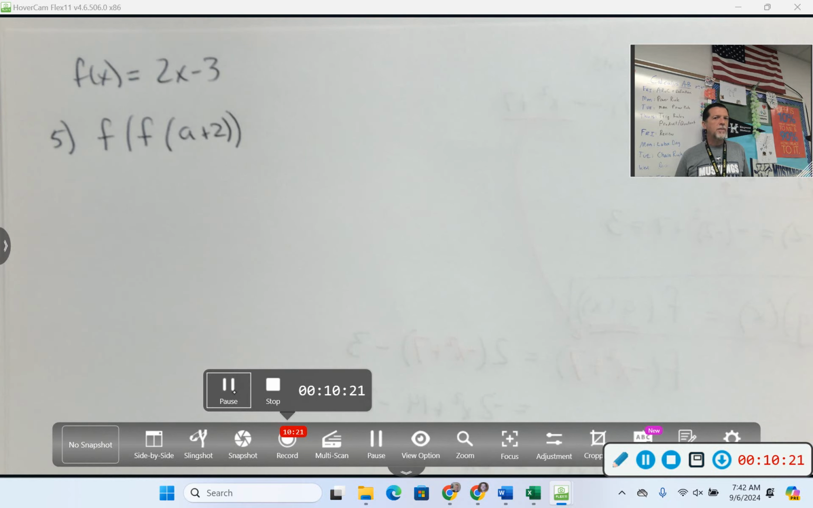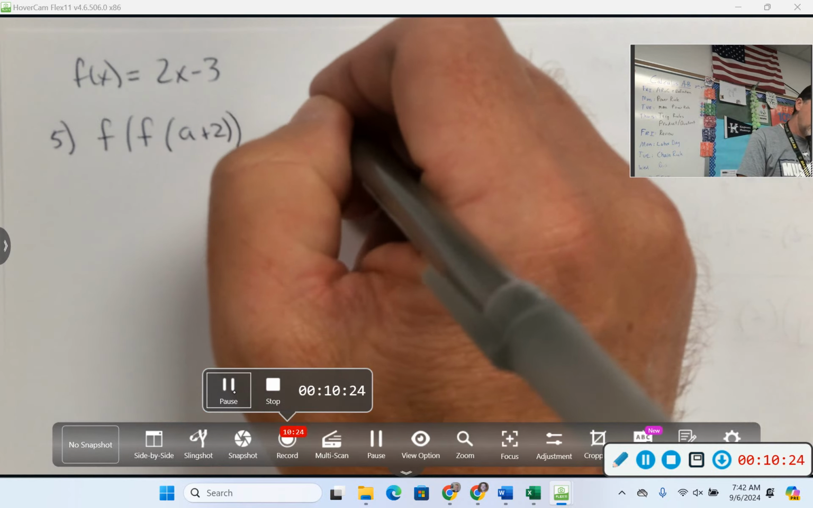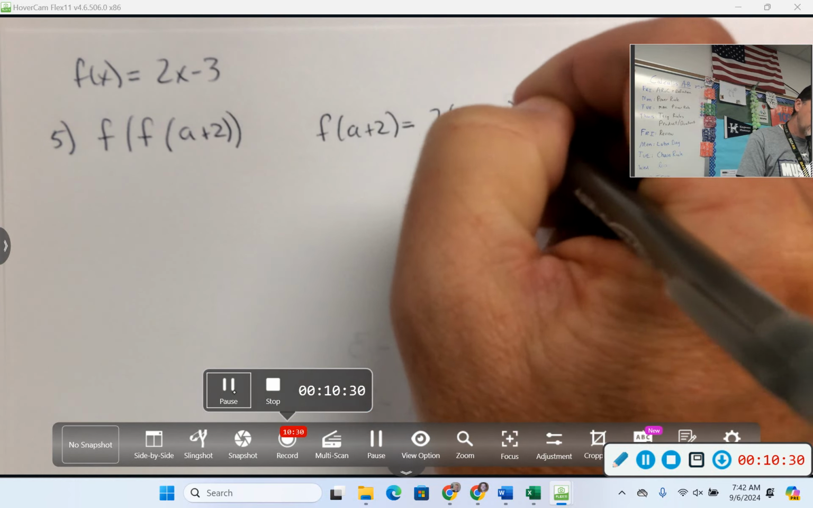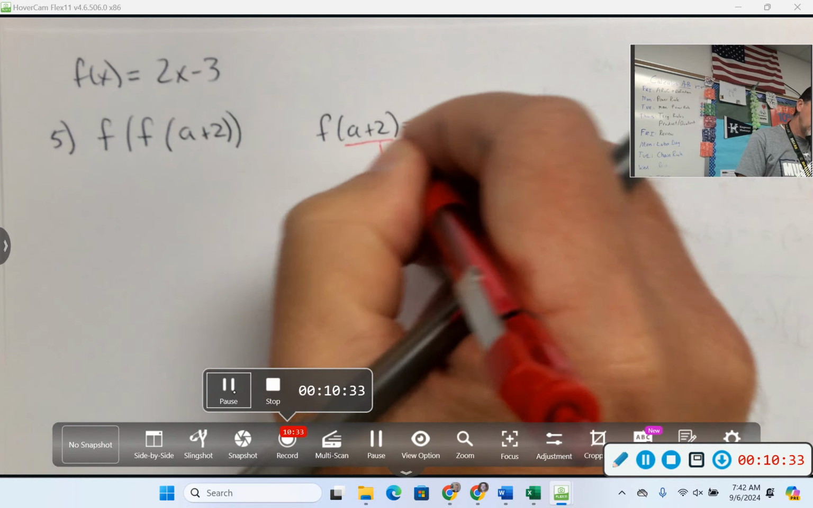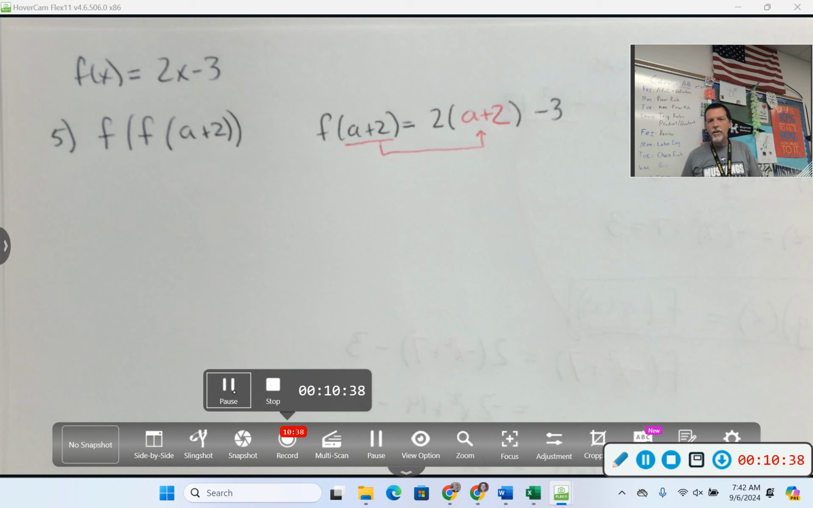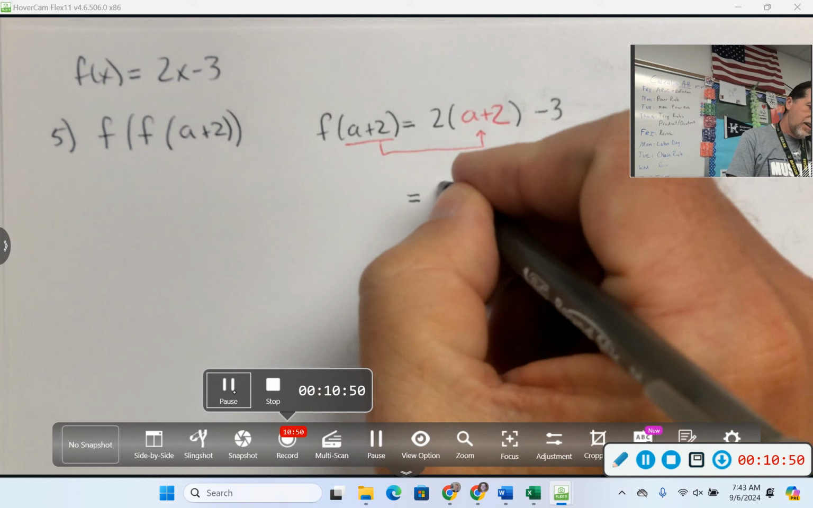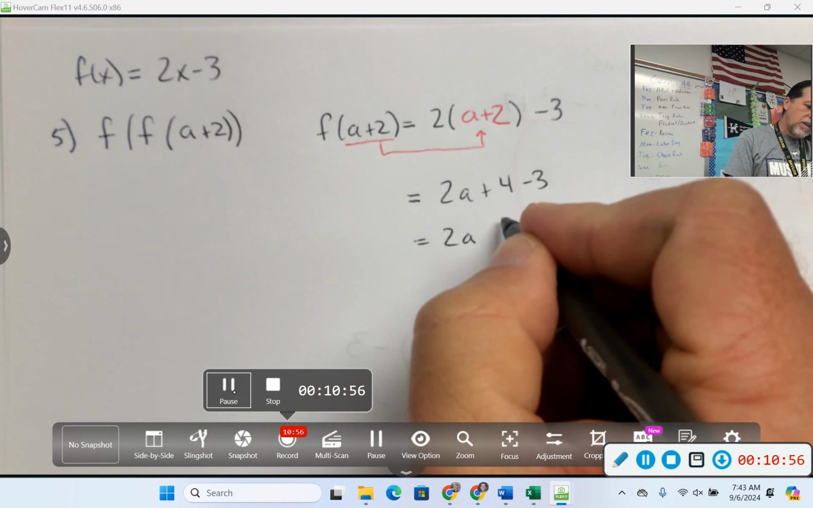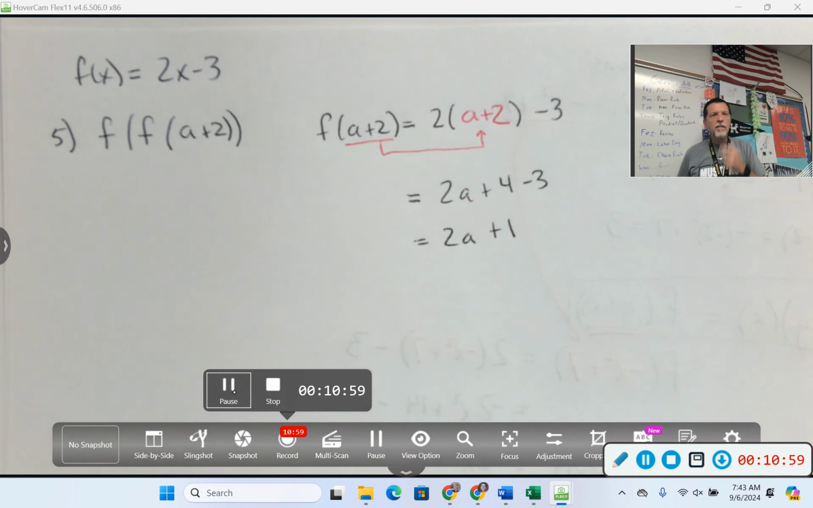So grab the f function. This is sort of related to the bonus on the test. Grab the f function, and instead of plugging in 2 or 0 or negative 5, we're going to plug in a plus 2, which means we're probably not going to get a number answer. We're going to get an answer with a's in it. So that would be 2a plus 1. But that's only like the first half of the answer.